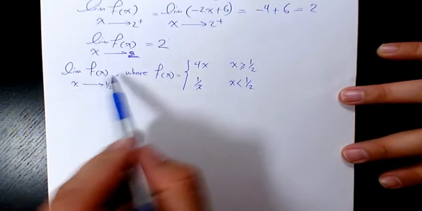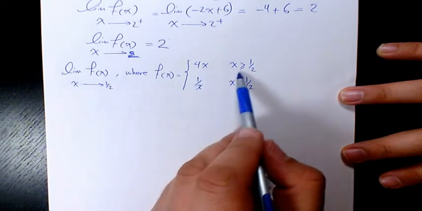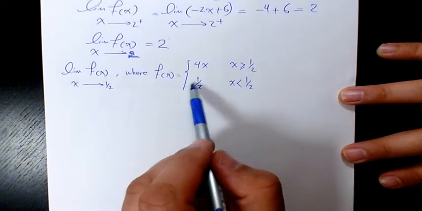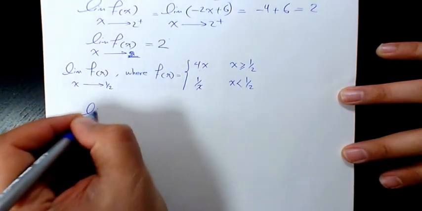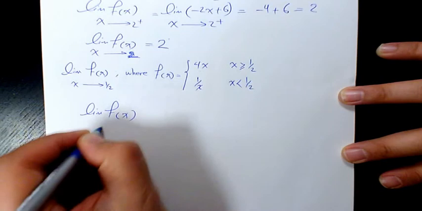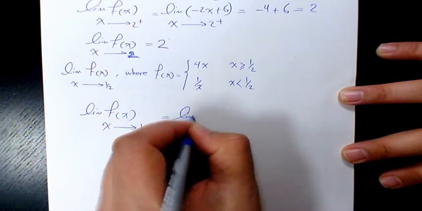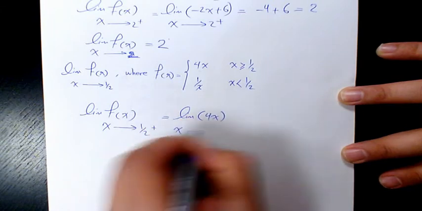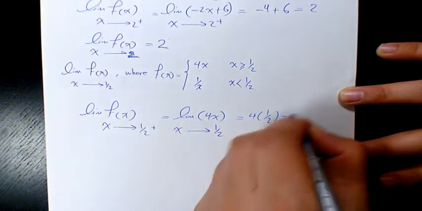Next one, the limit of f of x as x approaches 1 over 2, where f of x is 4x when x is equal to or greater than 1 over 2, and 1 over x when x is less than 1 over 2. So the limit of f of x as x approaches 1 over 2 from the right is the limit of 4x. That's going to be 4 times 1 over 2, which is 2.